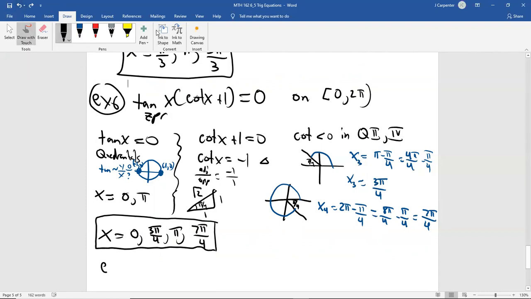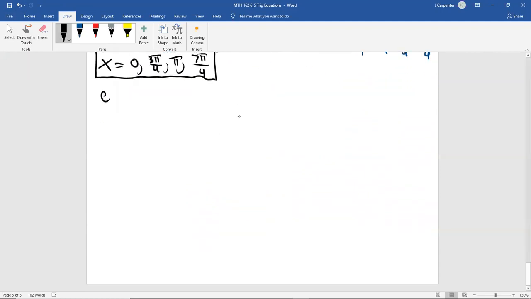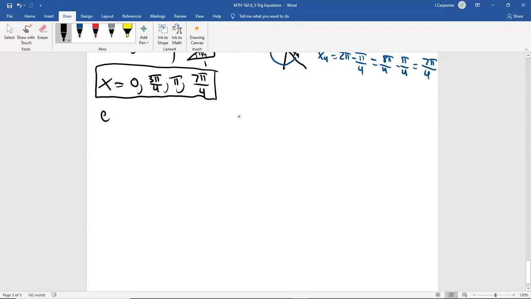All right, example 7. Will I have enough room? Yes, I will. Sine of x minus 2 sine of x times cosine of x equals 0. Now this minus 2 blah, blah, blah could have been on the other side. And then you'd say, well, it's probably a good idea to just move everything.